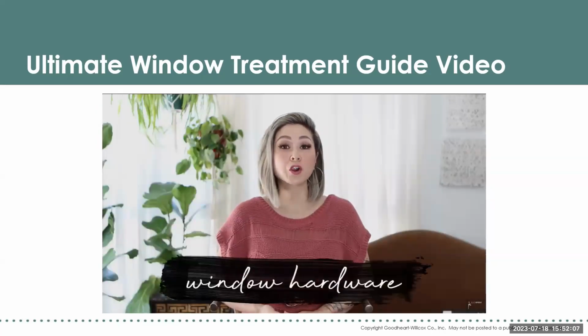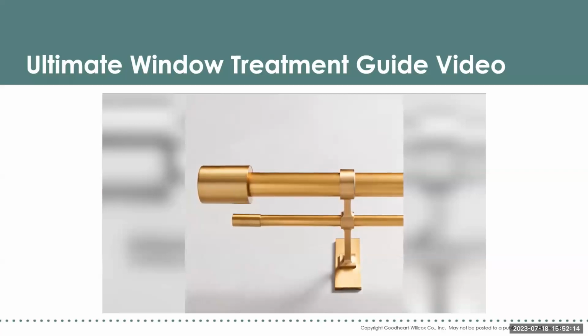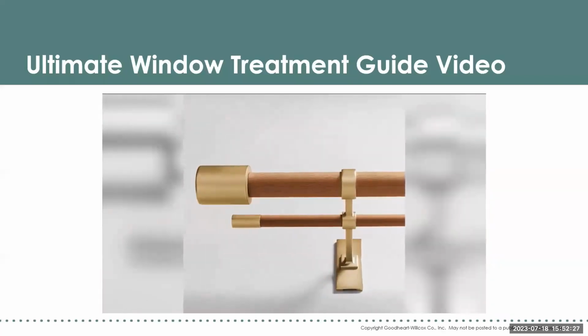Window hardware, from curtain rods to clips to finials, puts the finishing touch in every single room. When it comes to materials and colors, bright brass adds a touch of elegance to a traditional room, while brushed aluminum, nickel, or even stainless steel looks sleek and modern. I've been loving matte black for its transitional look, and wood tone just adds warmth.